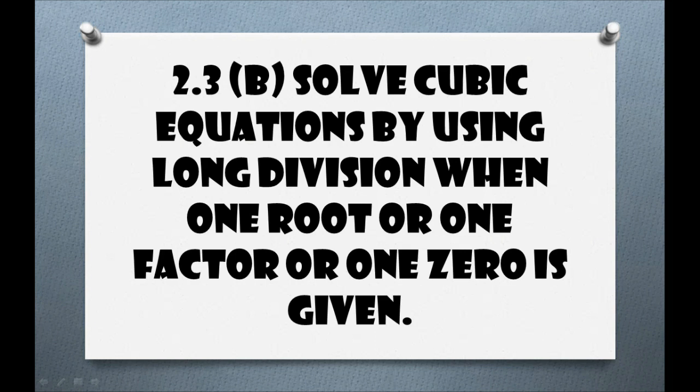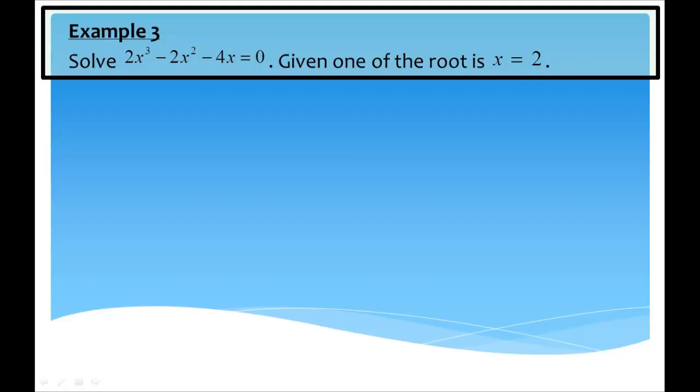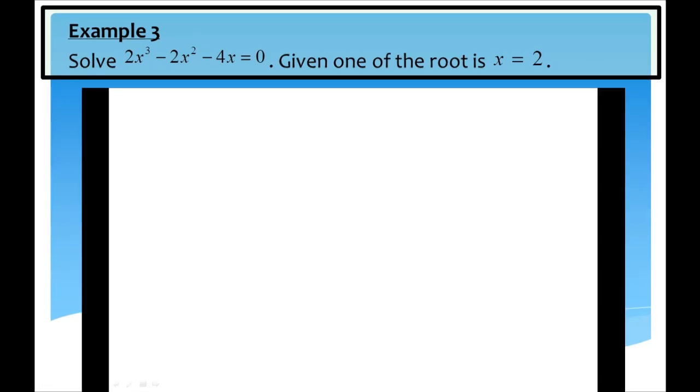2.3b: solve cubic equation by using long division when one root, one factor or one zero is given. Example 3. Solve 2x cubed minus 2x squared minus 4x equal to 0, given one of the roots is x equal to 2. Since x equal to 2 is our root, that means x minus 2 is our factor.